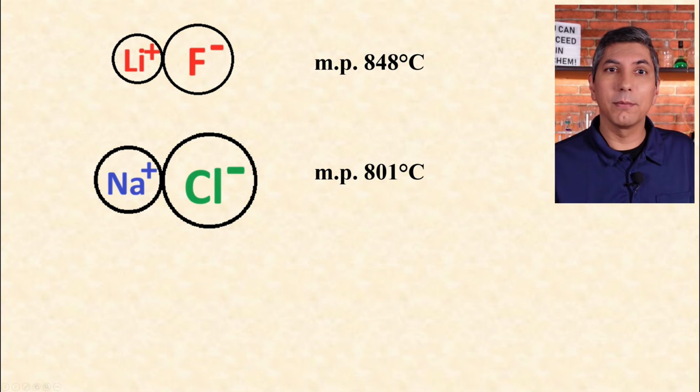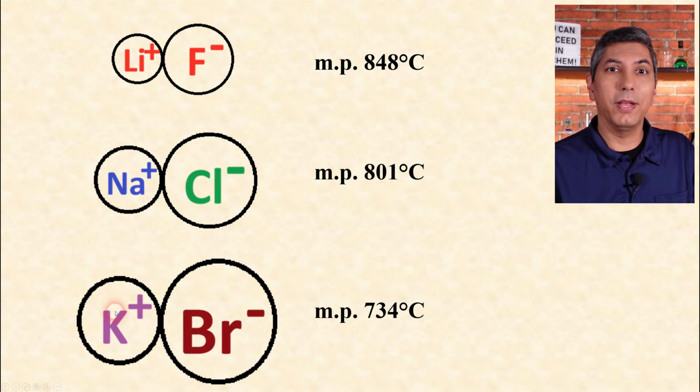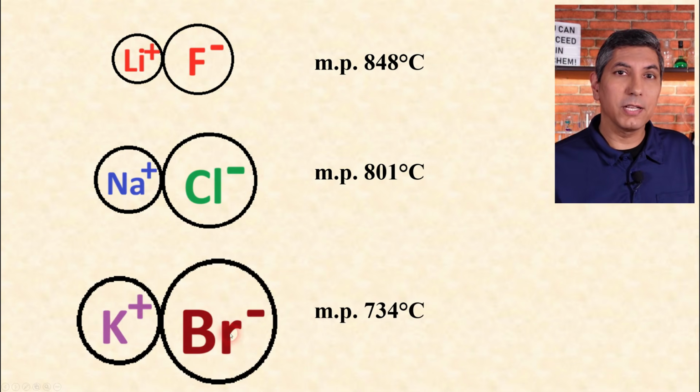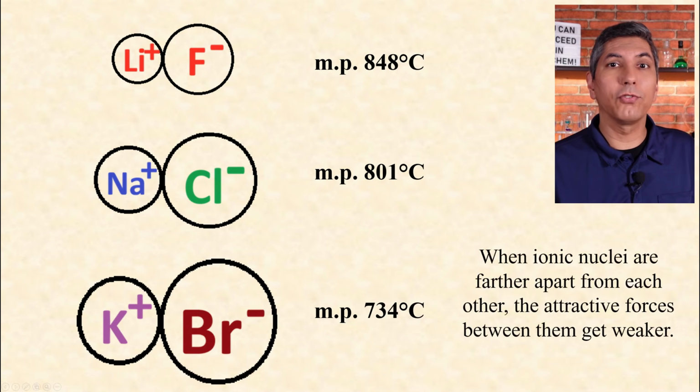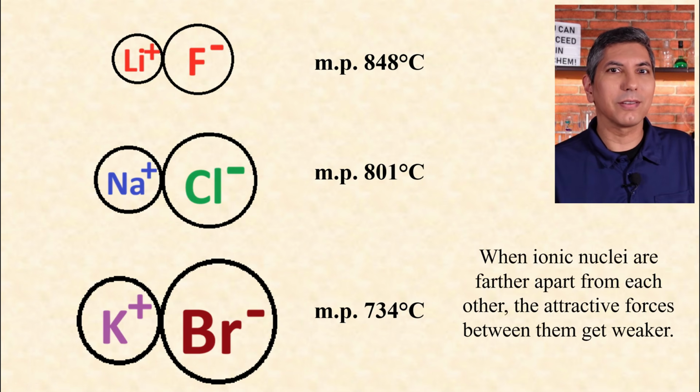Potassium bromide is also a +1 and -1 ion pair, but this time the ion centers are even farther apart. And because of that, the melting point of potassium bromide is even lower. Remember, coulombic attractions are weaker when the centers of those ions are farther apart.